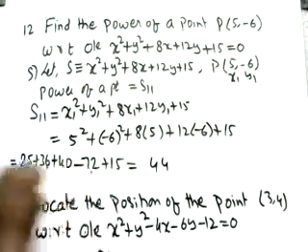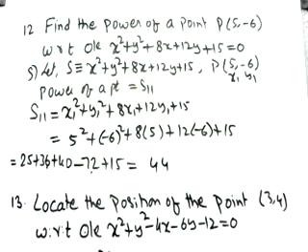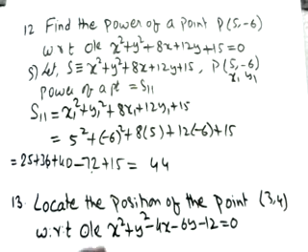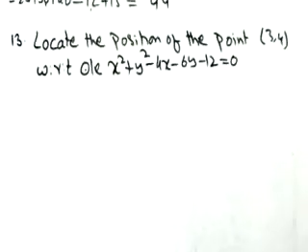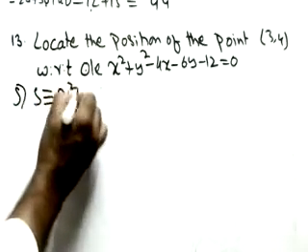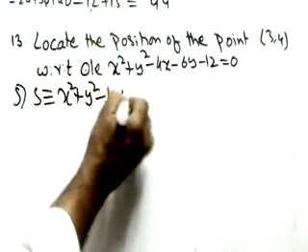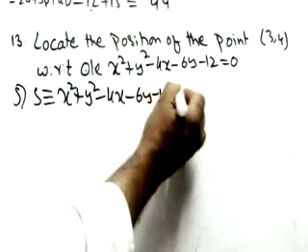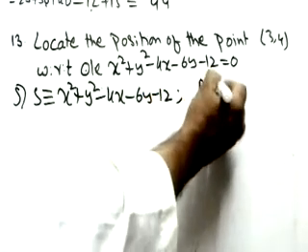44. Okay, the values again, you see this 4 plus 19, 25, 35, 45. 44 is the answer. So let me do one more question here. Locate the position of the point with respect to the circle. Let me write the circle as S. This is x square plus y square minus 4x minus 6y minus 12.